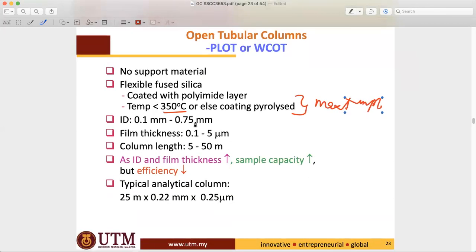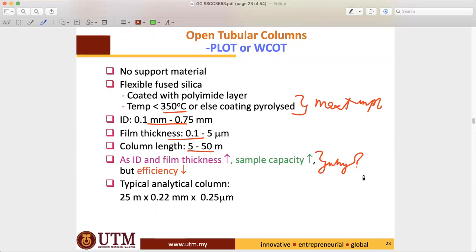So the internal diameter of the WCOT or PLOT usually is 0.1 millimeter to 0.75. The film thickness is usually 0.1 to 5 micrometer, and the column length is 5 to 50 meters. Okay, so this is important. As internal diameter and film thickness increase, the sample capacity increases, but the efficiency decreases. Why?